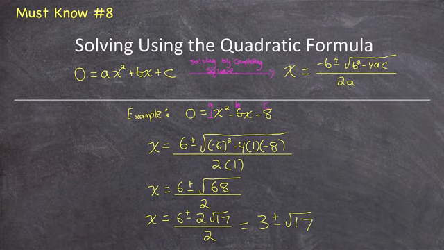Notice those are the same two answers we got by solving by completing the square. This just avoids us having to do that whole process. Those are the exact answers. You could get the approximates just by typing on your calculator, 3 plus root 17 and 3 minus root 17. Now you know how quadratic formula works.